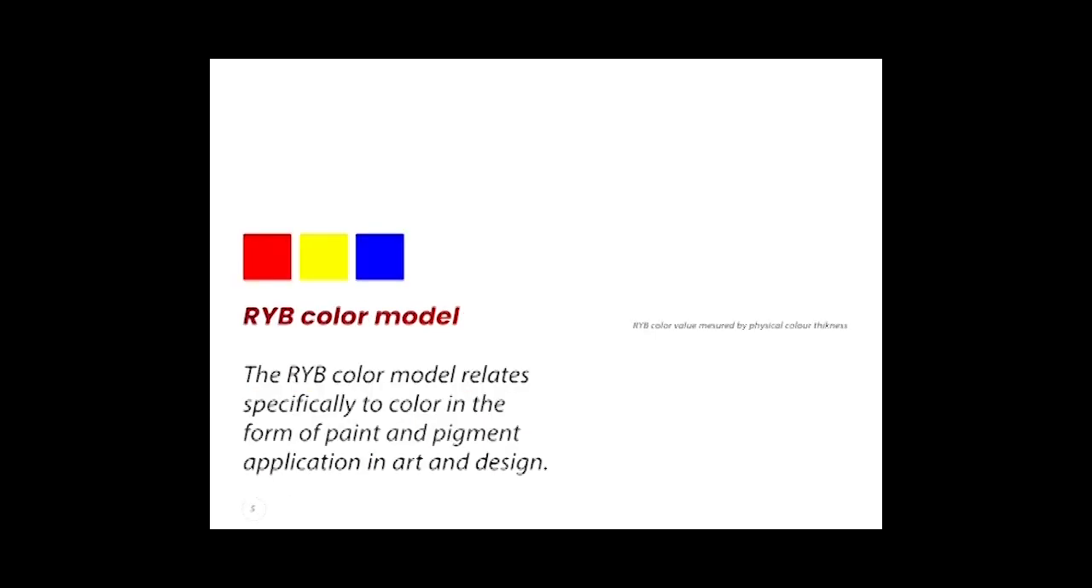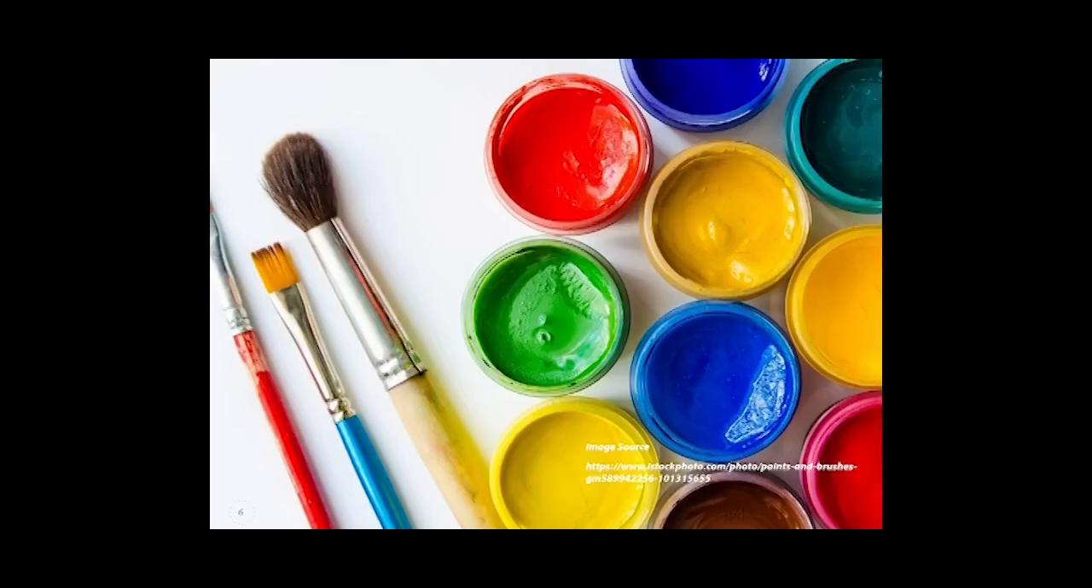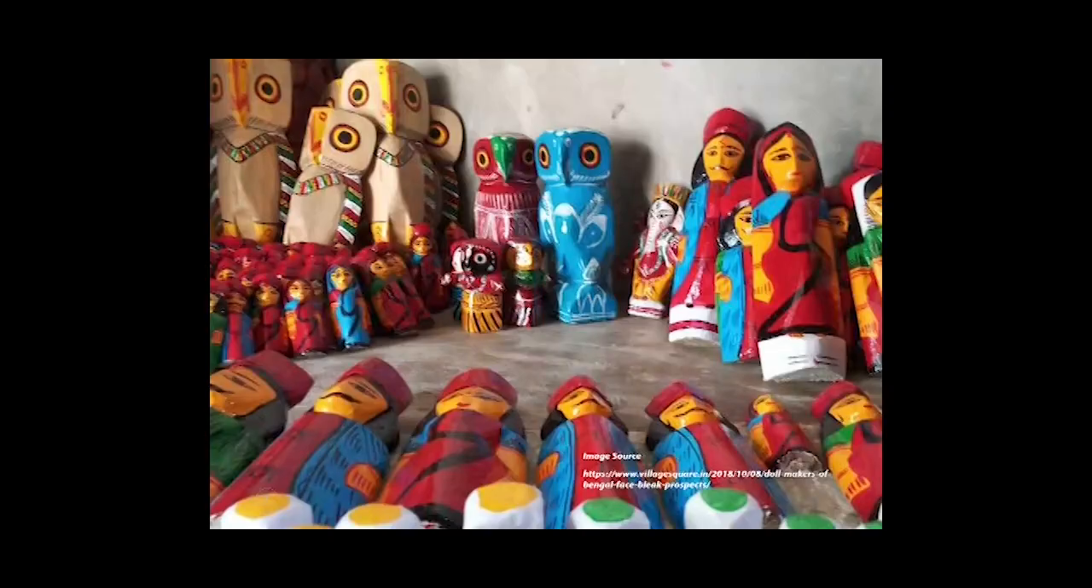RYB stands for red, yellow, and blue. These are the colors which we use in pigment form. Basically, this color model is used by the traditional toy makers. For example, this image is from the Notungram wooden toy cluster. They mainly use primary colors RYB in their toys. Sometimes they use secondary colors as well, like green and orange, creating different design patterns.